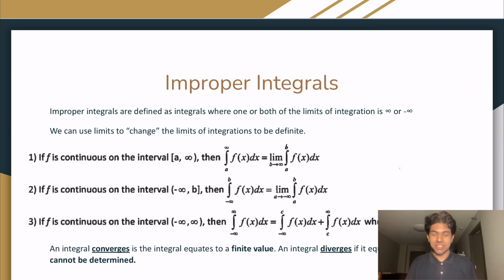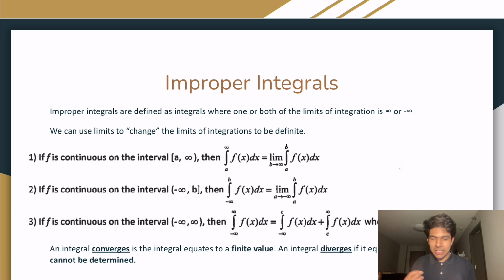So improper integrals are defined as integrals where one or both of the limits of integration are infinity or negative infinity. We've been dealing with limits that are constant numbers and numbers that we're familiar with, but hey, why couldn't they be infinity or negative infinity? Well, they can. So we need to learn how to solve those types of integrals. We can use limits to change the limits of integration to be definite, right?